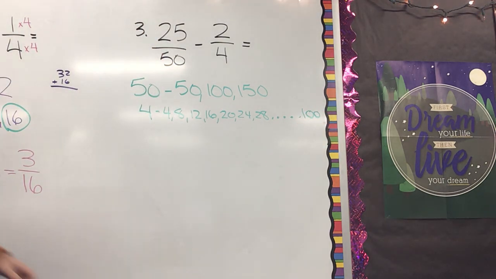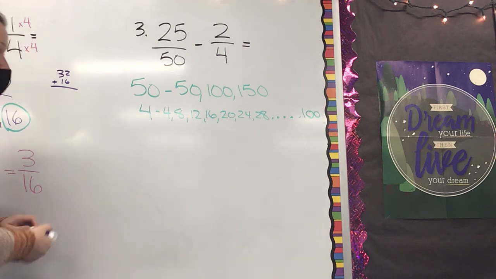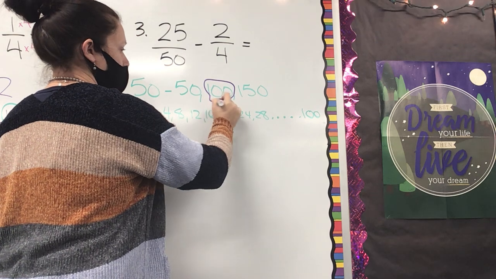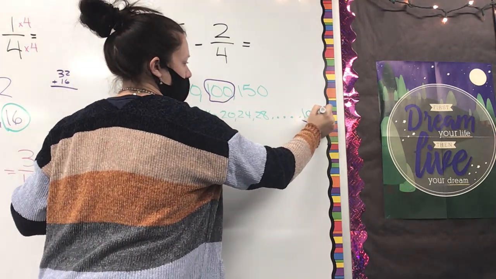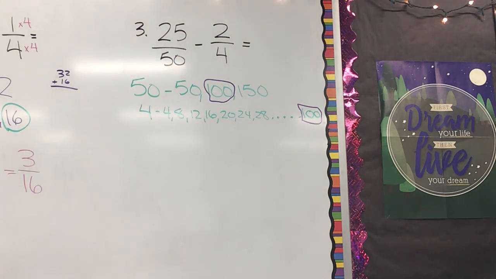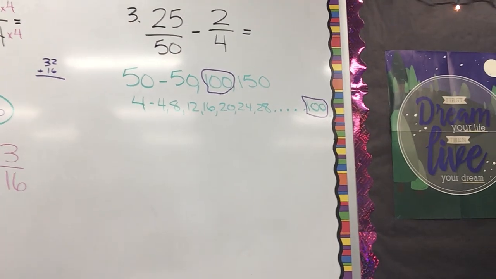So your new denominator is going to be what? 100. Let's circle it. That was the biggest list you guys have had to make so far of multiples. It was hard, I know. I told you guys this one was a unique one.